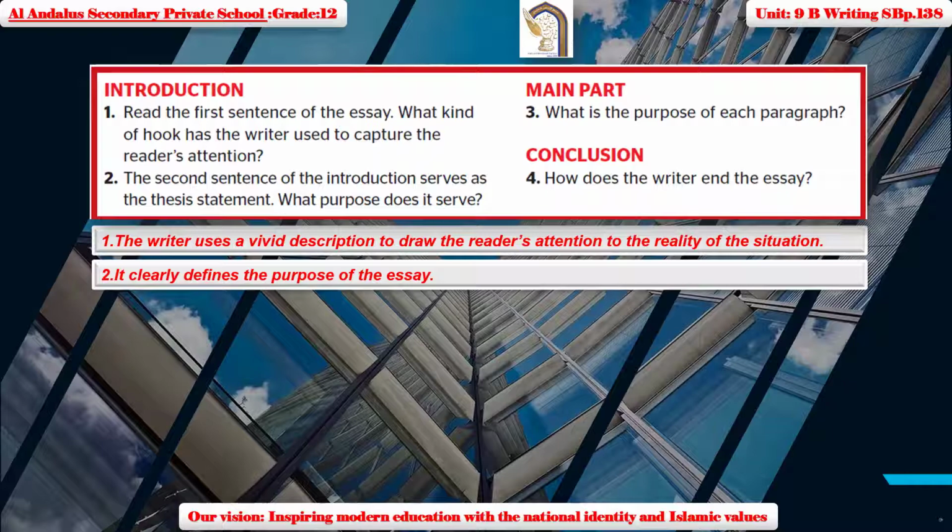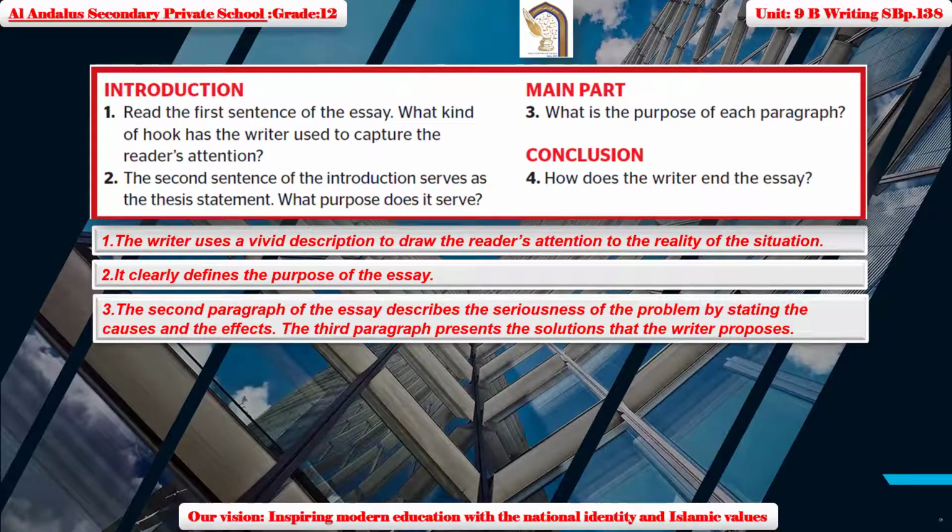Now we have got question 3, which is related to the main part of the essay or the main body. What is the purpose of each paragraph? This is a possible answer. The second paragraph of the essay describes the seriousness of the problem by stating the causes and effects. The third paragraph, which is the second paragraph of the main body, presents the solutions that the writer proposes.